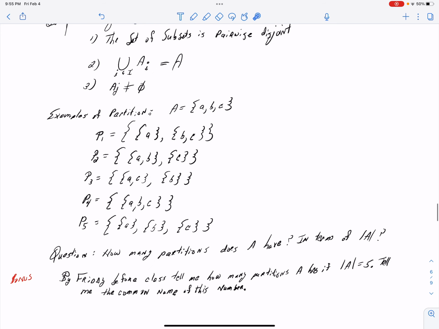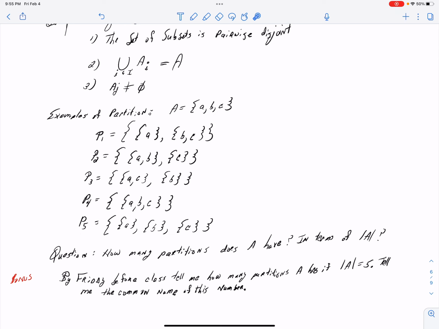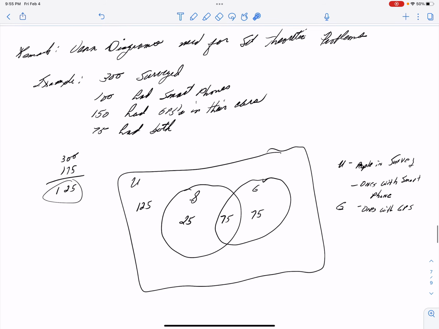And in this case, we saw that if A was cardinality 3, there were 5 partitions. The first person who figured out the general rule or formula for how many partitions there are, given a set of cardinality n, got his name on it. And it is called the Bell number. So the Bell number is the number of partitions for any particular set.